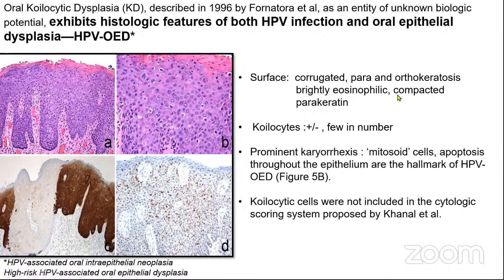So one of these is a brightly eosinophilic orthokeratin on the surface. It may also be parakeratin. You would see koilocytes may or may not be present, but they are few in number. But what we do see is karyorrhexis or mitosoid cells, which we see in focal epithelial hyperplasia. But these mitosoid cells are evidence of a breakdown or a karyorrhectic effect of the HPV on the nucleus. Now, Kanaal et al. had a cytologic scoring system for HPV OED in which other features of OED were included in the scoring system, but koilocytic cells were not included.